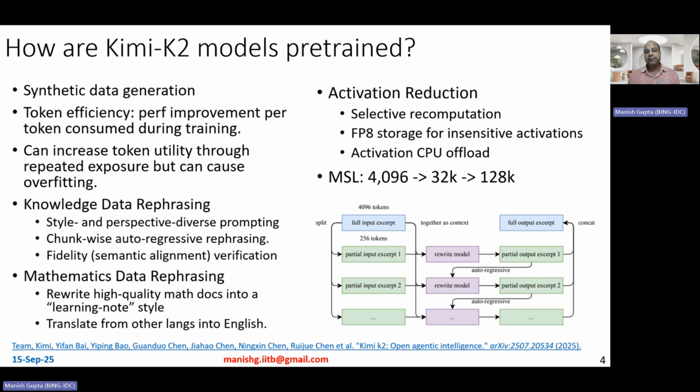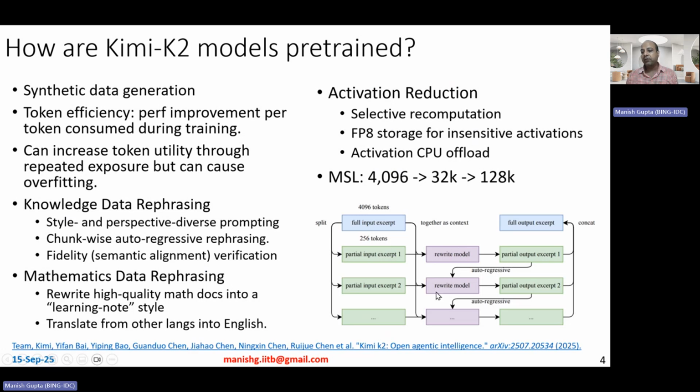Since their inputs can be very long, but the rephrasing model may not take such large inputs, what they do is something called chunk-wise autoregressive rephrasing. They take the full input and split it into multiple parts, 256 tokens, for example. And then they use the rephrasing or rewriting model to rewrite each of these parts separately.